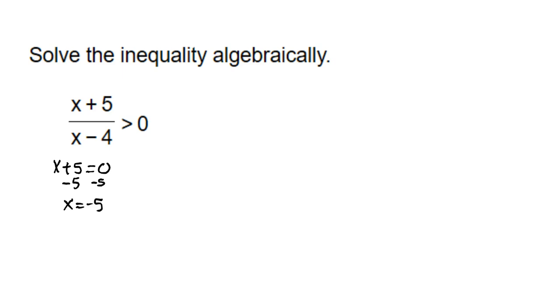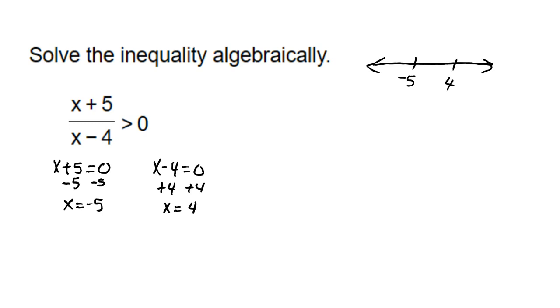Then I'm going to find the undefined values for the expression, or the vertical asymptote, by setting the denominator equal to 0 and solving. So I'm adding 4 to both sides. That gives me x equals 4. These are the values that I'm going to put on my chart. Make sure you put them in order from smallest to largest. Then we're going to choose test points in each interval.